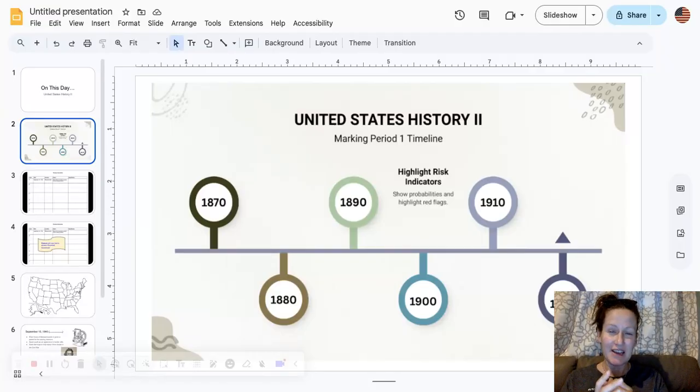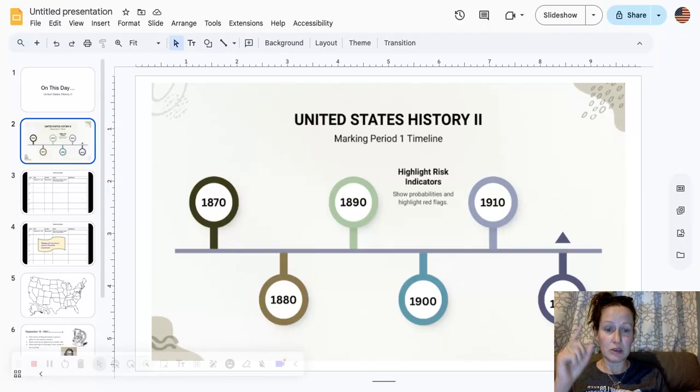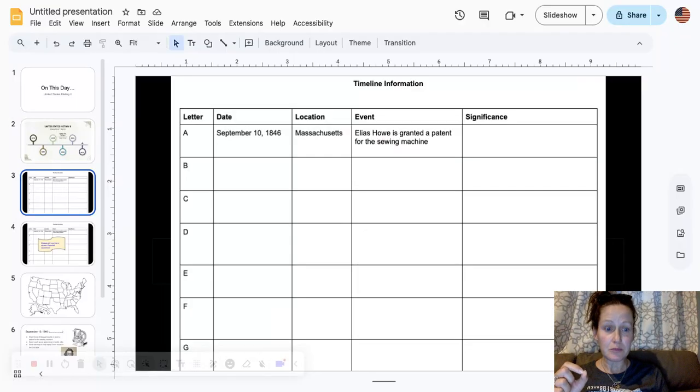Now, today's event actually is from the 1840s. So this is going to be as far left as possible. It's a little bit sooner than what we covered, but it ties in so much with what we're covering that I wanted to do this event today. But usually things will be from 1870 after. So the first thing you'll do is write it on the timeline. Okay, and then you have this sheet that you're going to complete.